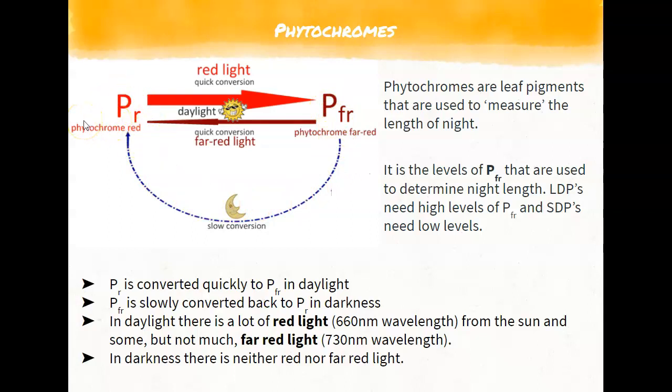In daylight, there's a lot of red light, right? So the sun gives a lot of PR and not much PFR. In darkness, you have neither. So again, in the sun, plants get a lot of PR, convert it to PFR. At night, PFR slowly becomes PR again.